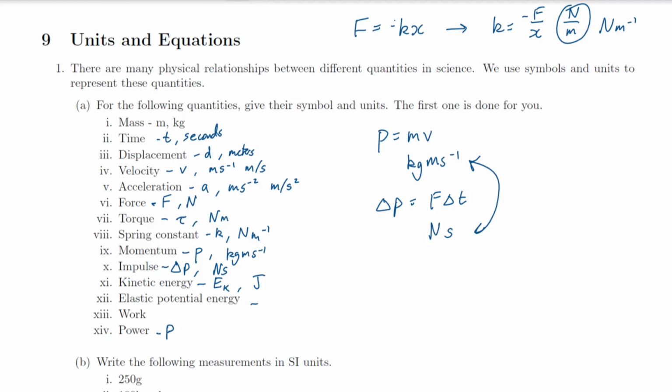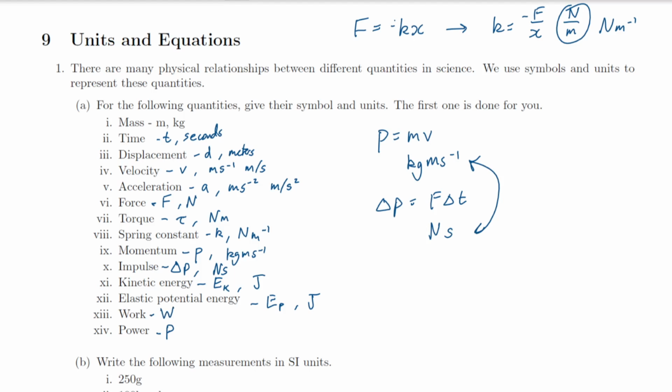Elastic potential energy. So it's a form of energy, so capital E, but then lowercase p. And it also has units, joules. Work, capital W.